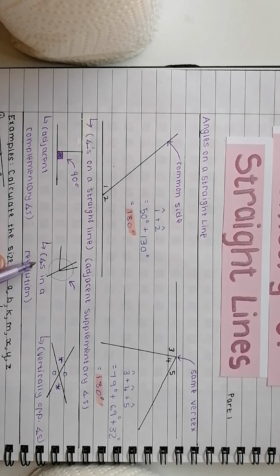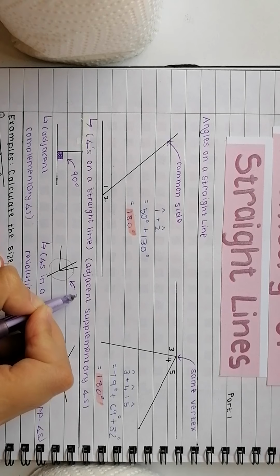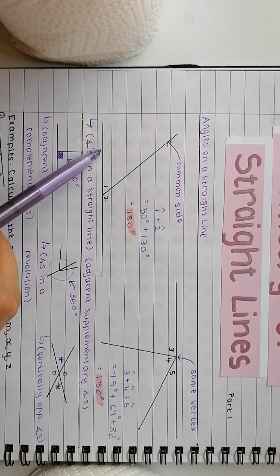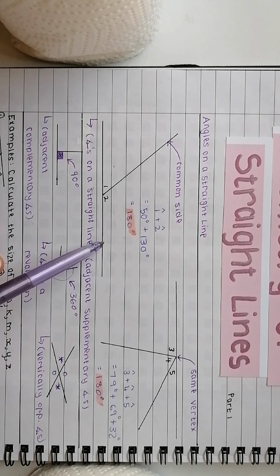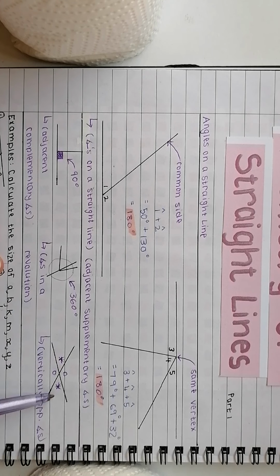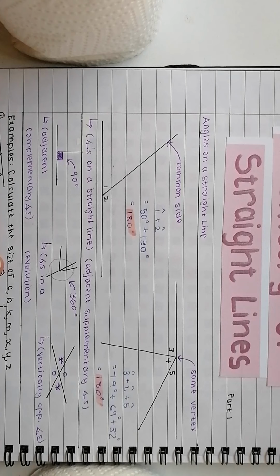The next one is angles in a revolution or angles around a point. The sum of the angles around a point is 360 degrees. This is evidenced by if angles on a straight line is 180, if we double that, we're going to get to 360 degrees. And then the last thing is vertically opposite angles. This means angles which are created by two straight lines which intersect. Those two angles will be the same. And that is the theory of today.